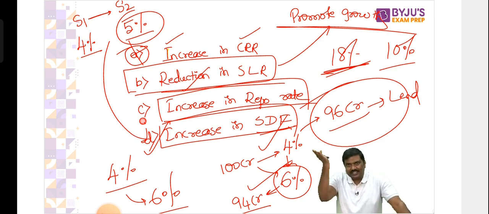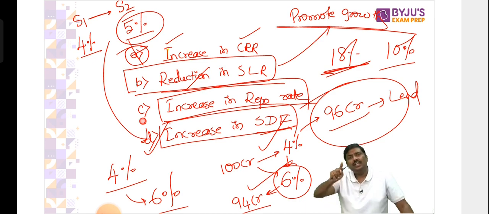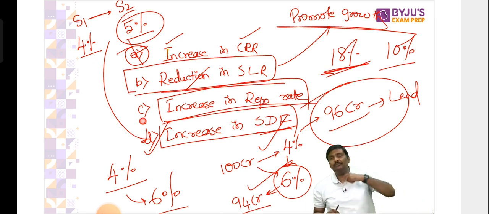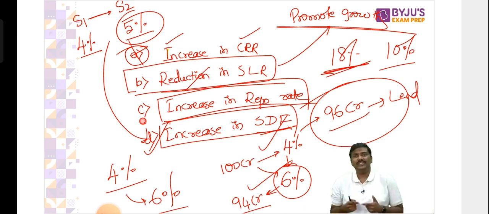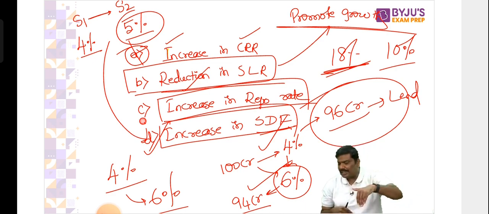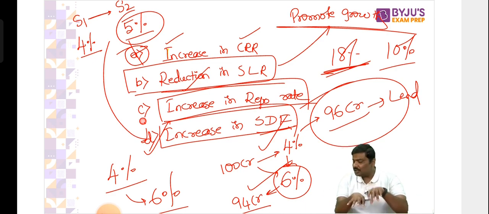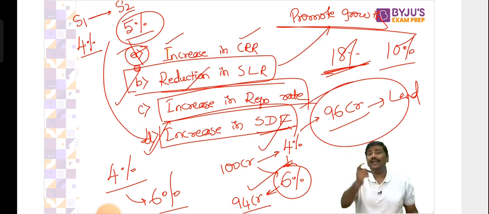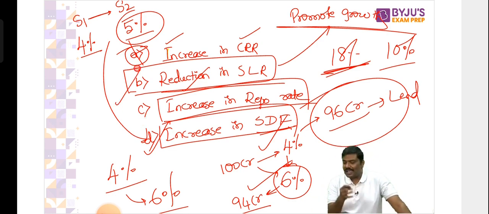If RBI increases SDF, you as a bank want to earn more rate of interest, so you will deposit more money with RBI. When you keep more deposits with RBI, you have less money. When you have less money, you will give fewer loans. That will help in controlling inflation. This is how you need to analyze these terms, these particular terminologies.